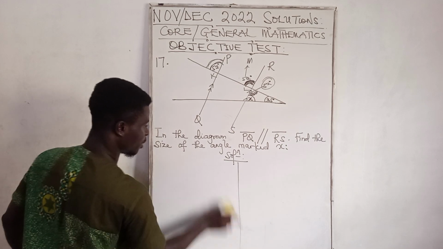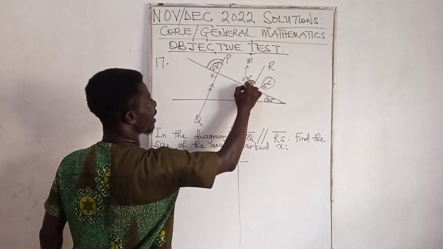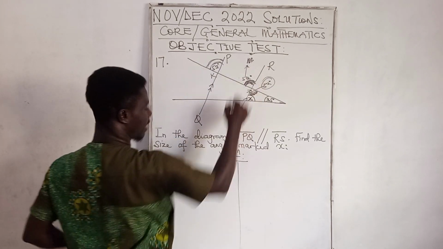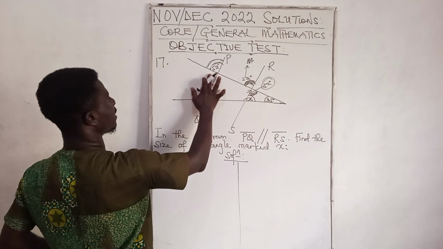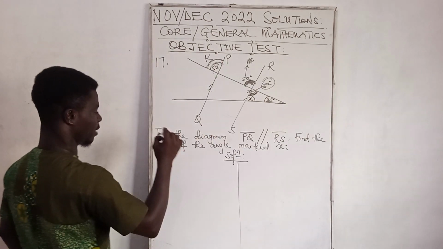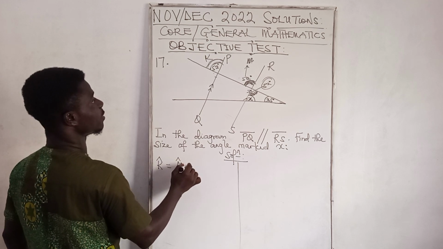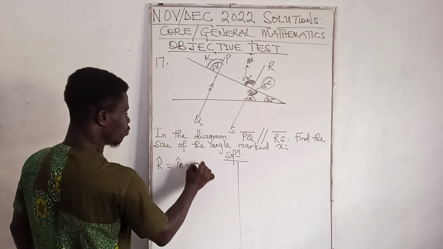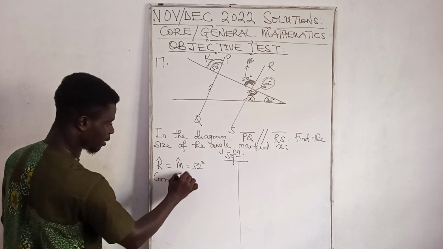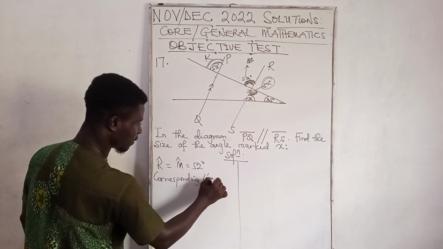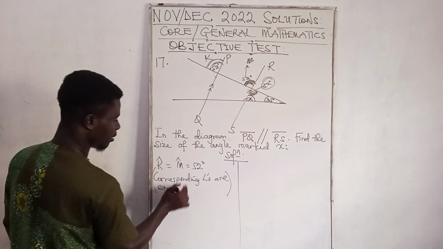Let's watch again. Here is 52. Then here, let's say I'll denote here as M. Angle M. Then here as what? Angle K. Here is angle K. So I can say that angle K equals angle M, which is equal to 52 degrees. Why? Because I said that corresponding angles are equal.